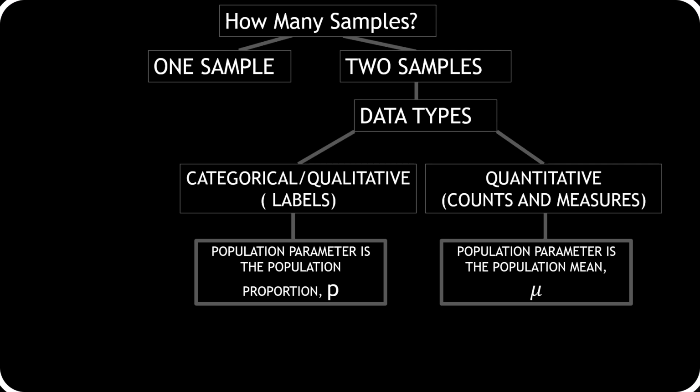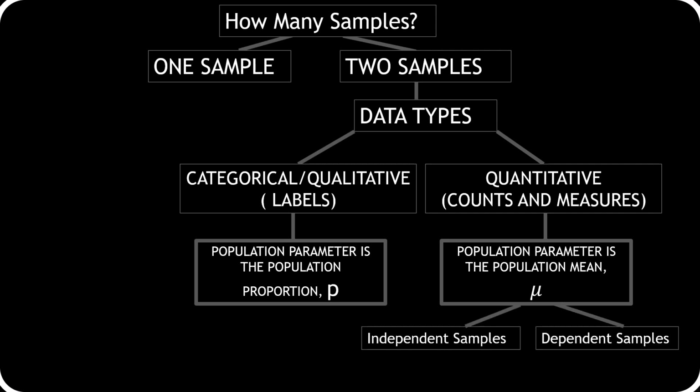So then you might think that we're done, right? We're finished doing our decisions. However, there's one extra piece of information, one decision that we have to make if we have quantitative data. And that is that we could have independent samples or dependent samples. I've created a whole other video that explains the difference and how you know whether you have dependent or independent samples if you're working with quantitative data. This video is just to mention those three types of hypothesis testing with two samples.